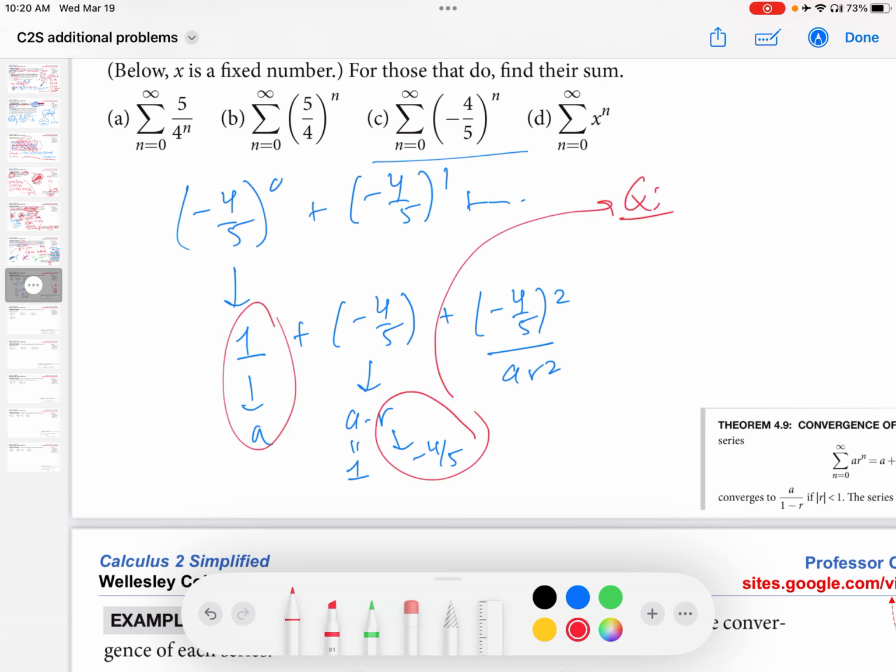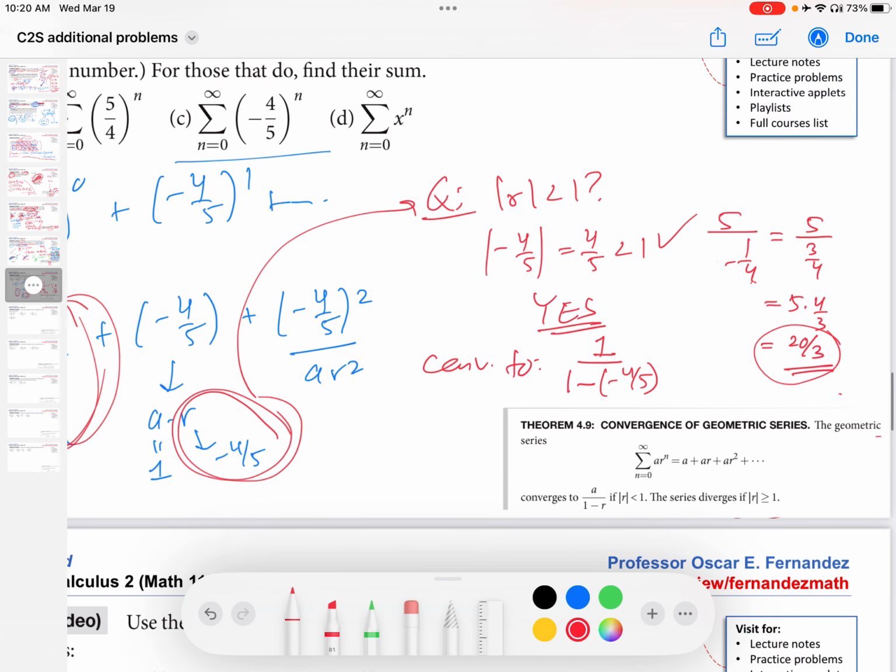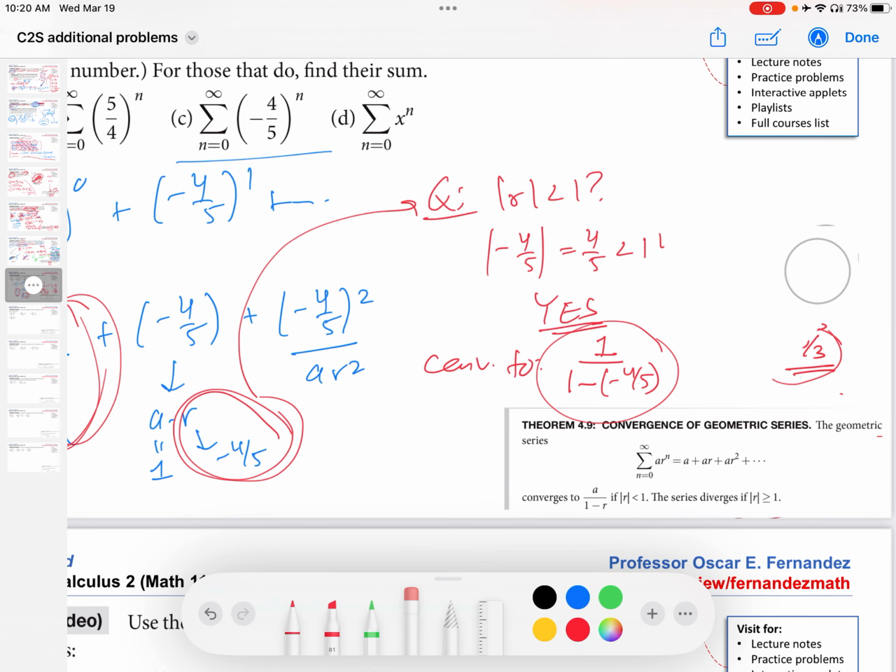So I've got my A value, I've got my R value. Does it converge? Is absolute value of R less than 1? Well, R is minus 4/5. Take the absolute value, I get 4/5. And that is indeed less than 1. So yes, this series converges. And what does it converge to? Well, I found my A value. A is 1. So A over 1 minus R. And R is minus 4/5. So that's what it converges to. And then I can simplify this thing just like I did before. If I do that, you can verify that you would get 5/9. So the series converges to 5/9.